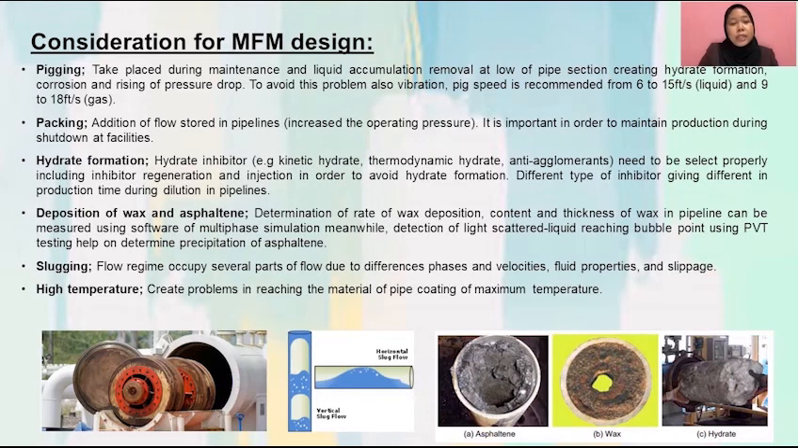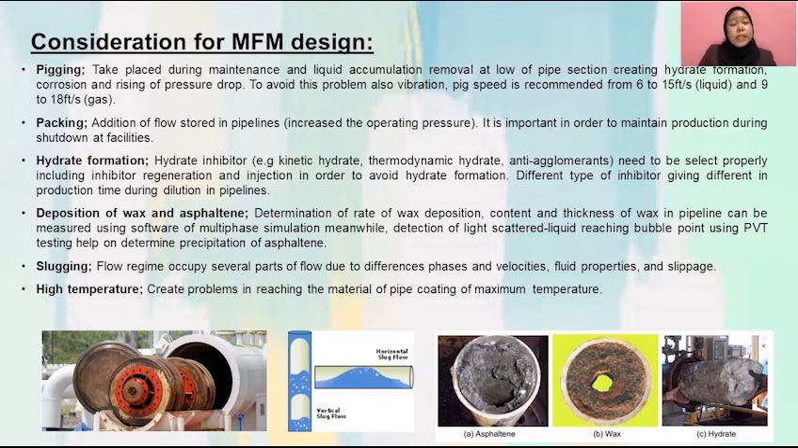And the fourth point is slugging. Slugging is caused by oscillation in flow rate, and slugs lead to flooding and also increase deposits and rate of corrosion. How to control this problem is by gas lift, gas injection into the reservoir, and installation of a multi-phase pump or separator near the wells.